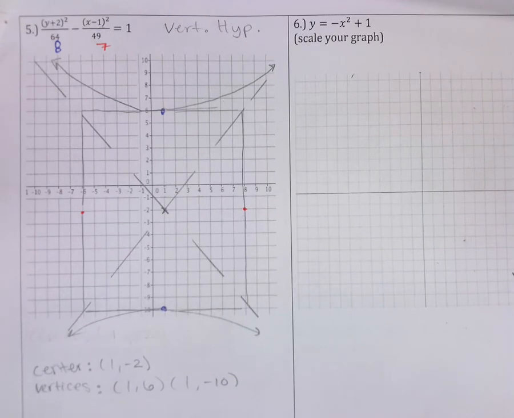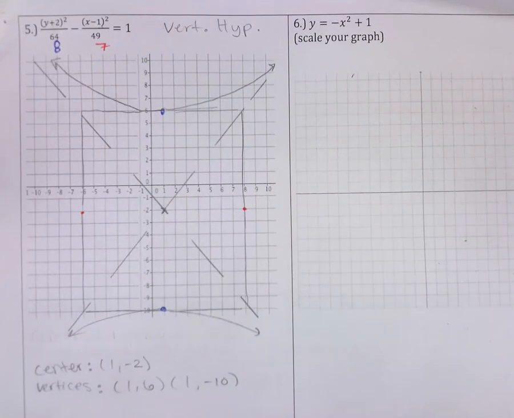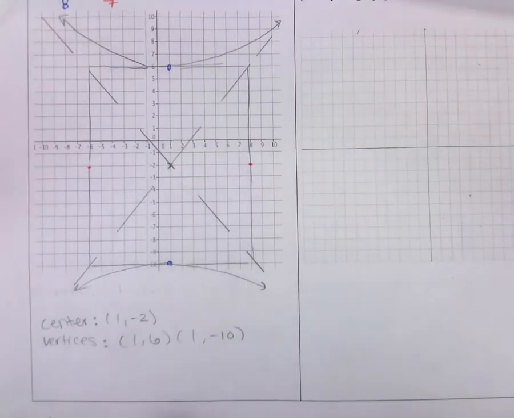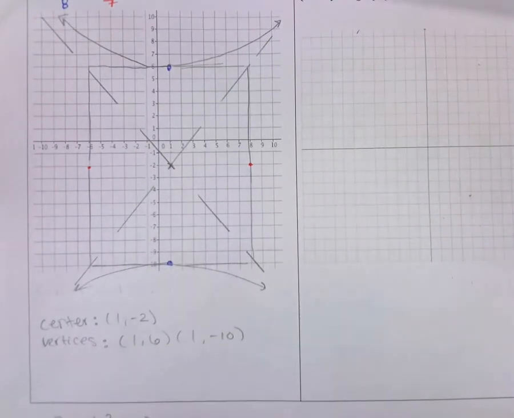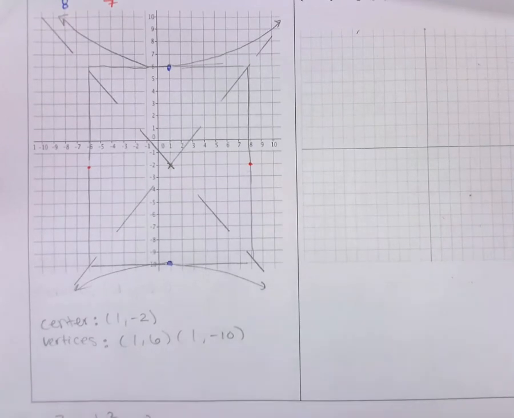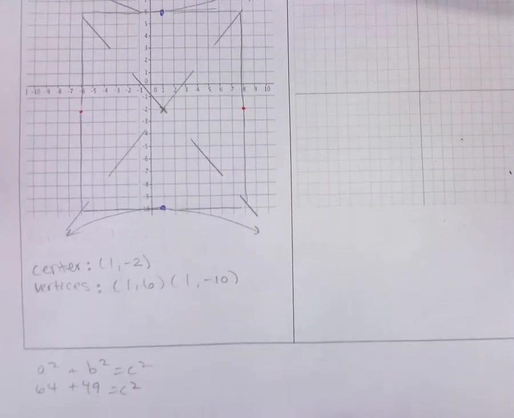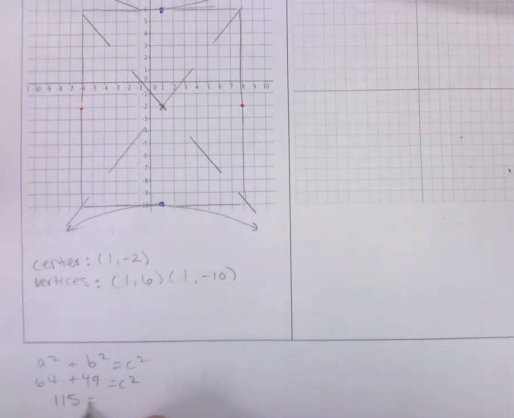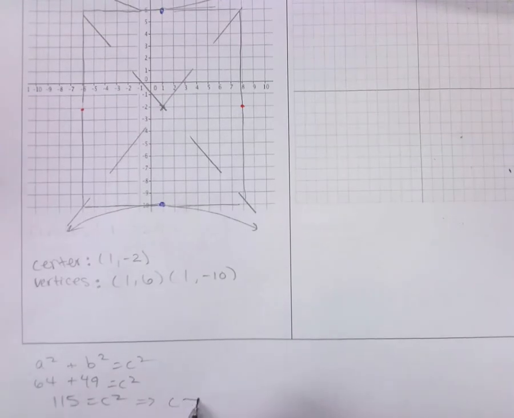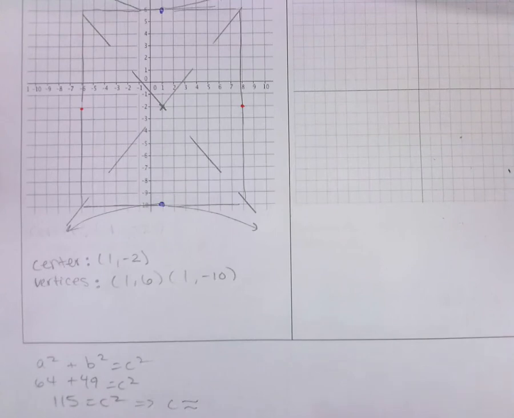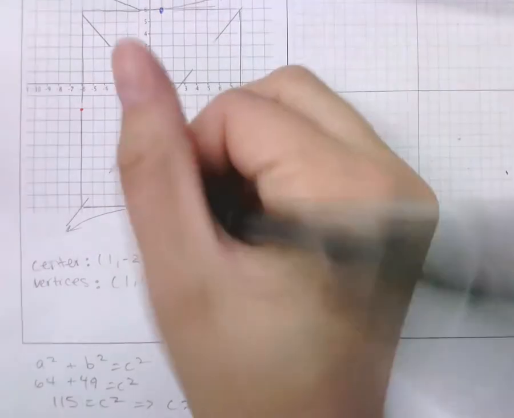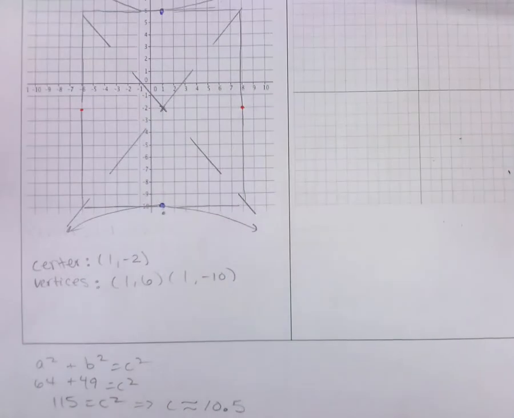Okay, then we're going to find our focus. Right? So for foci, we do a squared plus b squared equals c squared. So 64 plus 49. 105. Oh, wait, no, it's not 105. It's really 113. That's bigger than 10, but smaller than 11. So we'll say 10.5. It's bigger than 10, so a little bit bigger than 10 would put us right here.